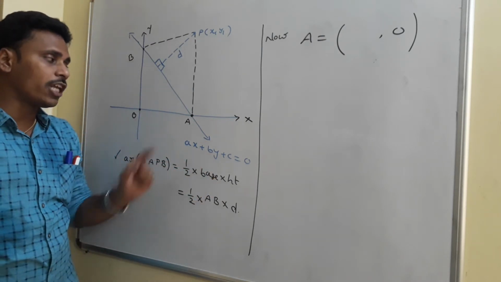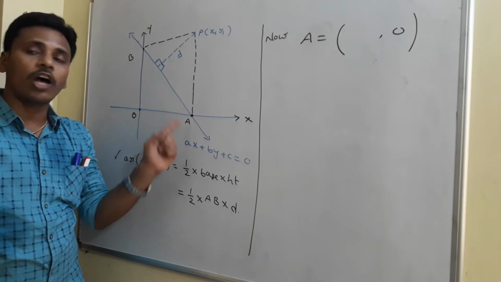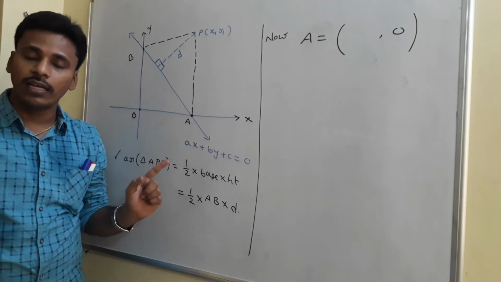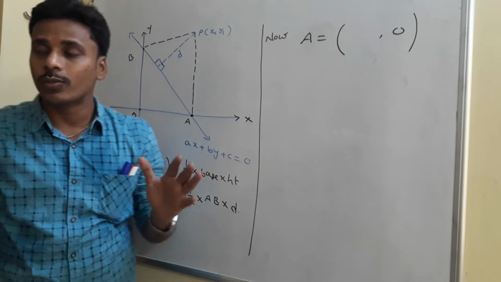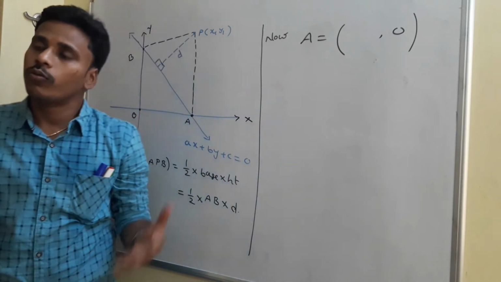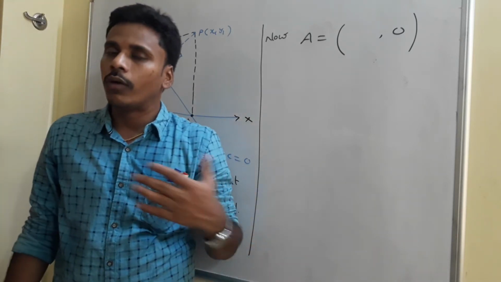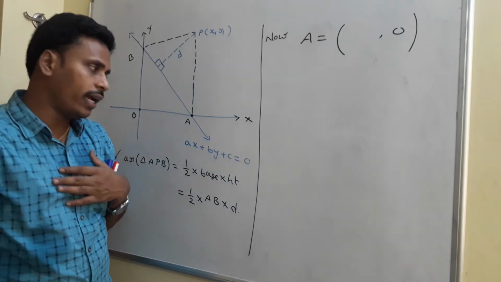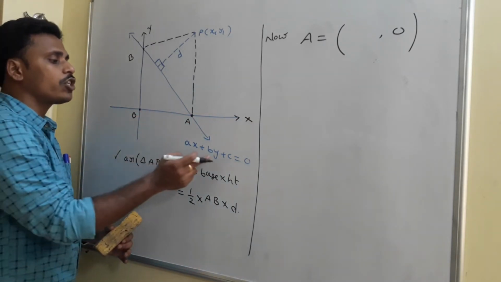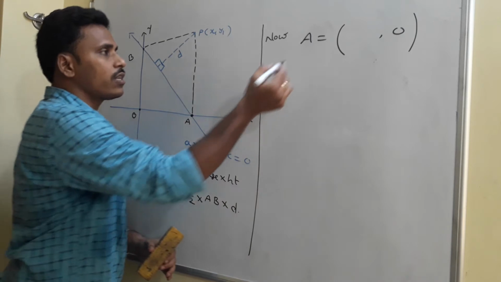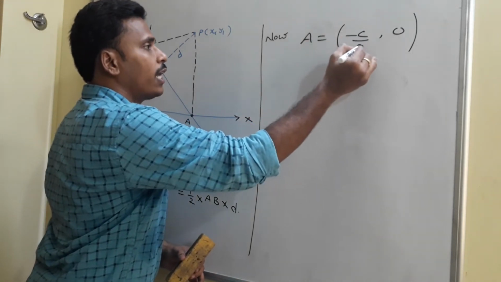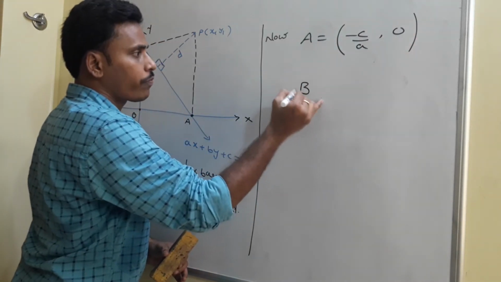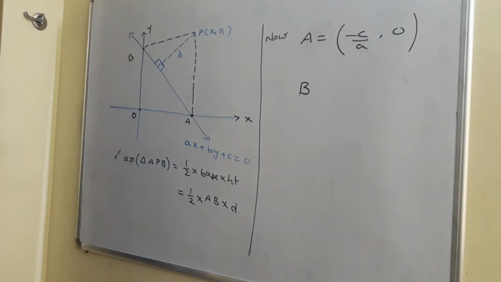Once again, A is a point on the x-axis as well as on the line. Since A is on the x-axis, its y coordinate is 0. Now our task is just to find the x coordinate. So you just replace y with 0 in this, then you will get x is equal to minus c by a. Already we did it in other cases also. So if y is equal to 0, then x is equal to minus c by a. That is the coordinates of A.